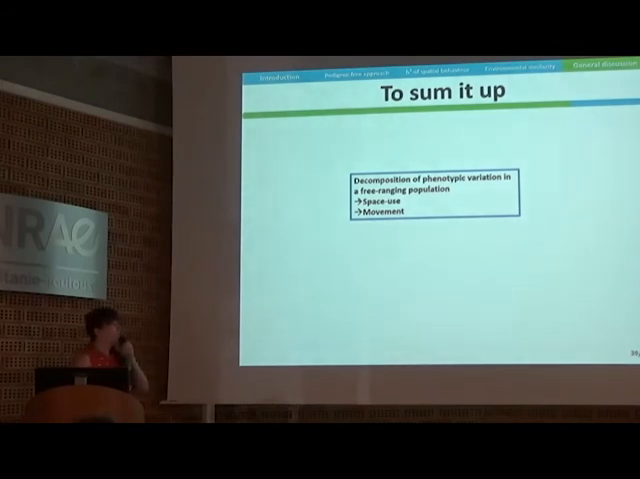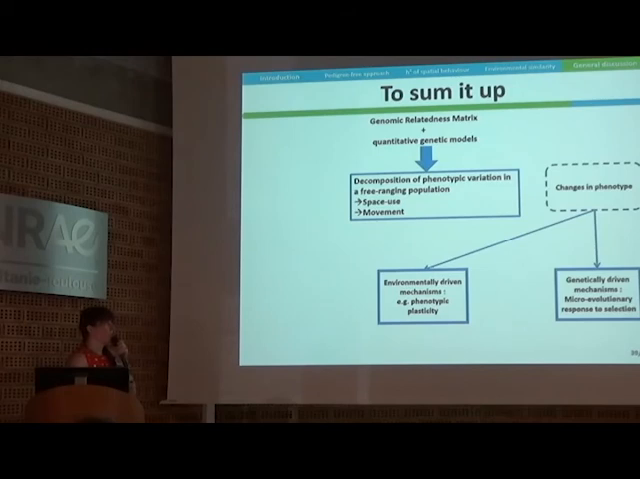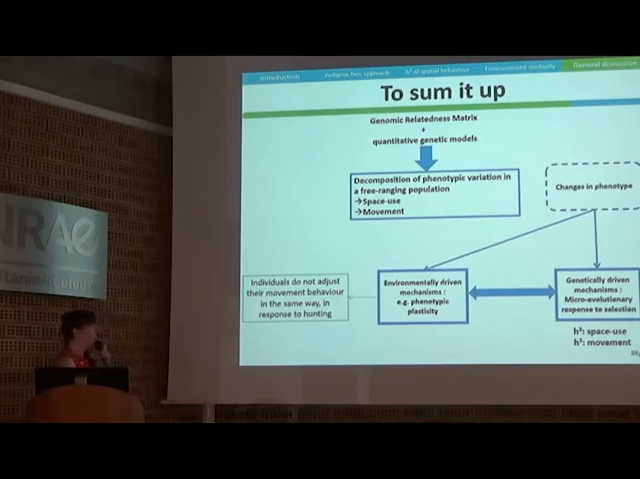So to put it in a nutshell, the aim of this thesis was to decompose the phenotypic variation in space use and movement behavior. For this, we used genomic relatedness matrices and quantitative genetic animal models, to understand if there could be changes in phenotype. We were mainly interested in whether there could be changes in phenotype driven by genetic mechanisms. And we've shown that it might be possible because there is heritability in space use and movement behavior. But during my thesis, I've also been interested in whether there could be environmentally driven mechanisms. And we have shown that it might be possible because, for example, individuals do not adjust their movement in the same way in response to hunting, as there was among-individual variation in plasticity.